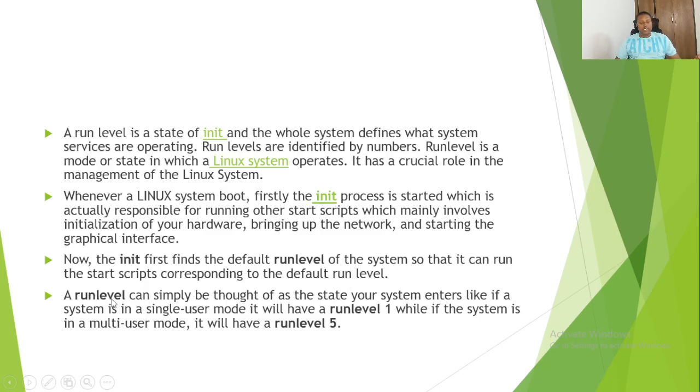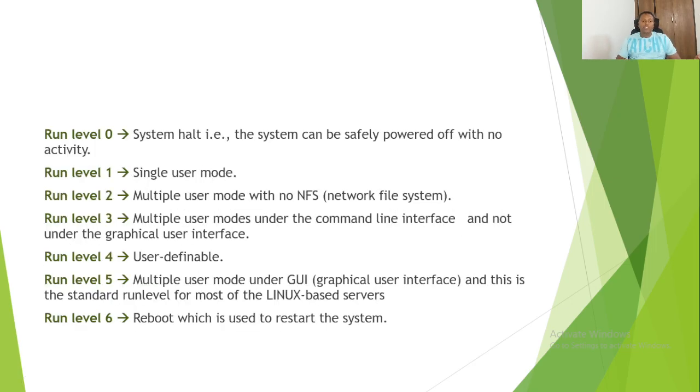A run level can simply be thought of as the state your system enters. Like if a system is in single user mode, it will have run level 1, while if the system is in multi-user mode, it will have run level 5. So there are a lot of run levels. Let me go to the next slide so that you will understand better.